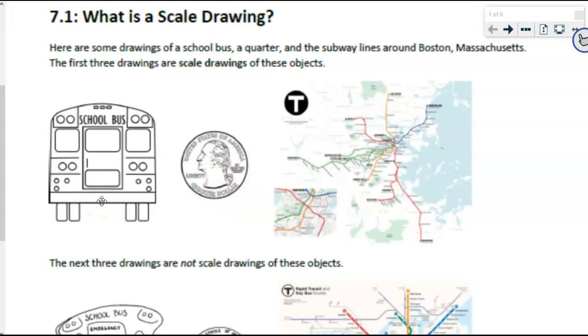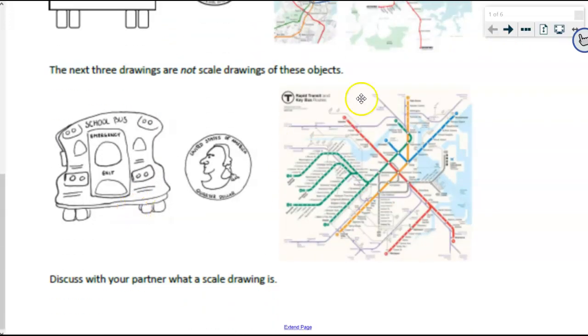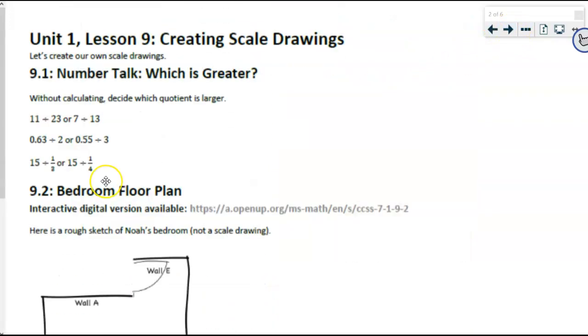But they are still very, very much the same as scaled copies. So all the things that we've been learning about scaled copies, for example, scale factor taking us from one to the other, angles being preserved, all of those things are going to hold true for scale drawings. And with that in mind, we're now ready for Unit 1, Lesson 9, which is now going to be us creating scale drawings. We're going to start with another quick little warm-up, another number talk.